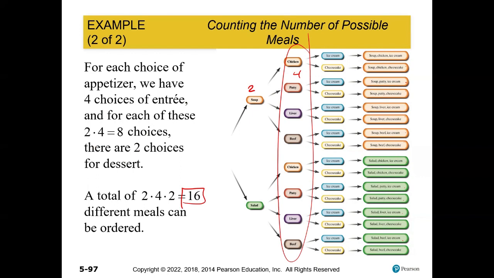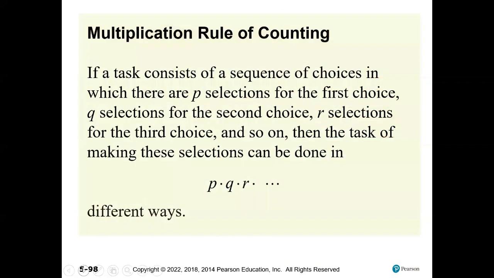So the way I like to think about it is as a multiple choice question. Do I need to make a sequence of choices or a sequence of decisions? The way that we're going to figure this out: if there are P ways the first thing can be done, Q ways the second can be done, R for the third, and so on, however many we have, you just multiply the number of ways each decision can be made to get your total.